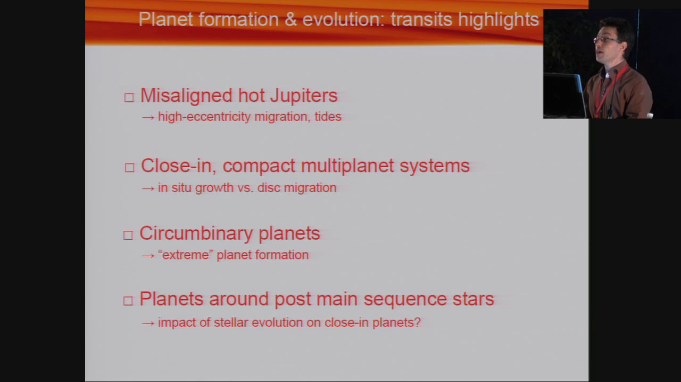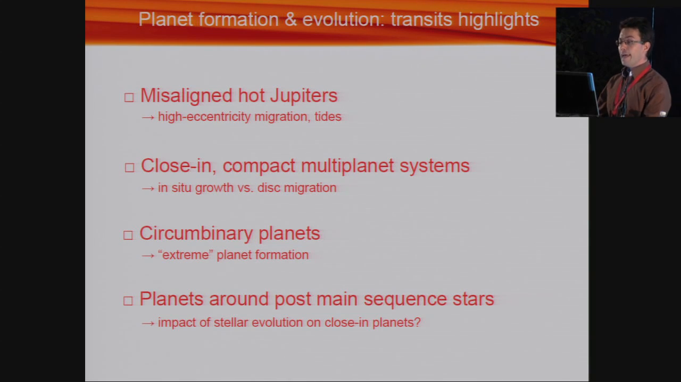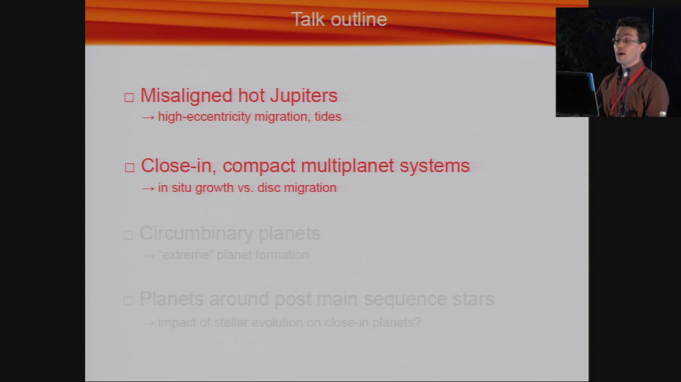And circumbinary planets have also been detected, which can be seen as cases for planet formation under some extreme conditions. And lastly, planets have also been detected around main sequence stars, which does show the importance of taking stellar physics and stellar evolution into account when trying to model the evolution of planetary systems. Amongst these four highlights, those that I will focus on today are the first two, the misaligned hot Jupiters and Kepler's multiplanetary systems.